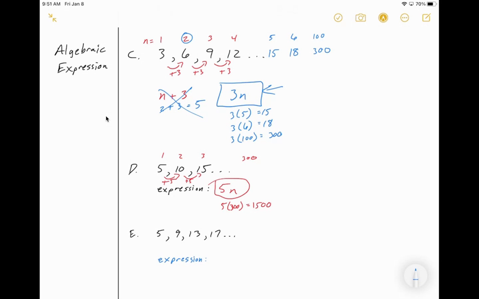Some of you guys are getting close, and you're like, oh, Mr. Long, isn't this the same as all the other ones? This one's a little bit trickier. A little bit trickier.